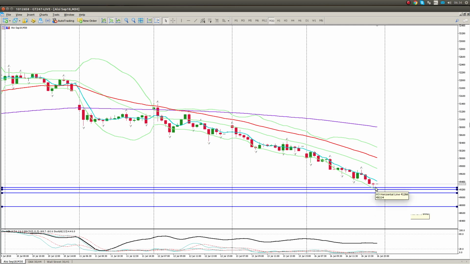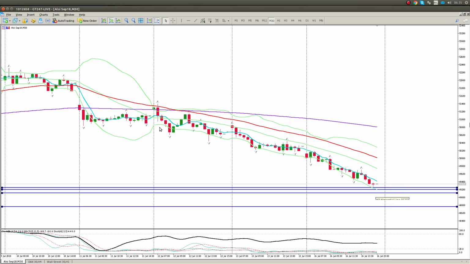And we've got 49,300. It's 49,200, 280, yeah, 49,200. So we've got those areas, and I suspect we're going to get as far as this, which is 48,845. And somewhere in this area, I do suspect we start consolidating.